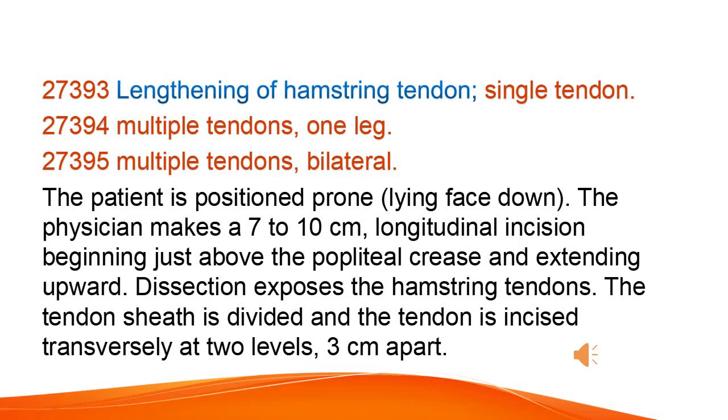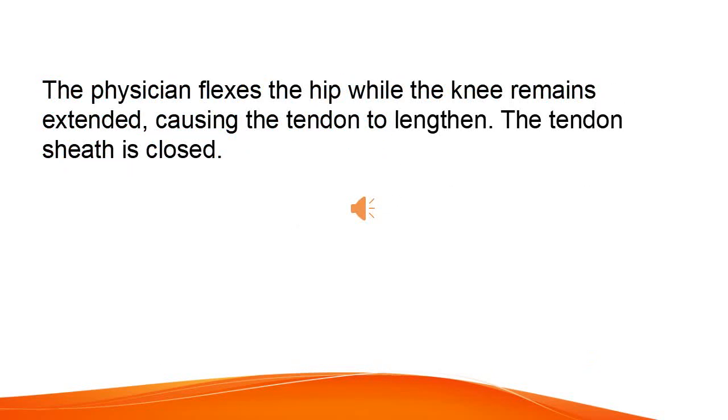Lengthening of hamstring tendon, single tendon. Multiple tendons, one leg. Multiple tendons, bilateral. The patient is positioned prone, lying face down. The physician makes a 7 to 10 cm longitudinal incision beginning just above the popliteal crease and extending upward. Dissection exposes the hamstring tendons. The tendon sheath is divided and the tendon is incised transversely at 2 levels, 3 cm apart. The physician flexes the hip while the knee remains extended, causing the tendon to lengthen. The tendon sheath is closed.